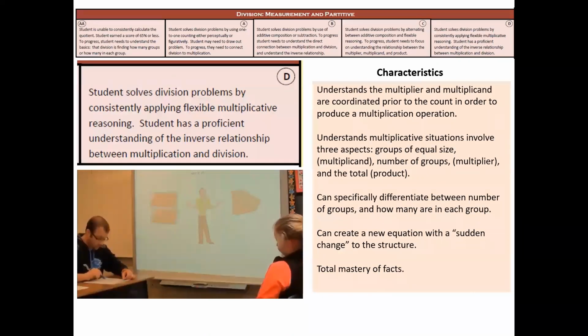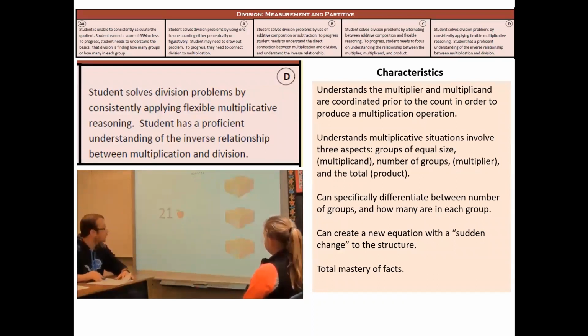The man has 24 cookies. He put 6 cookies in a bag. How many bags does he need? 4. How'd you figure that one out? Because there's 24 cookies and 6. He put 6 in each bag. There's 24 divided by 6, which is 4.